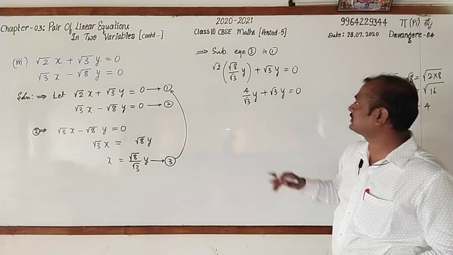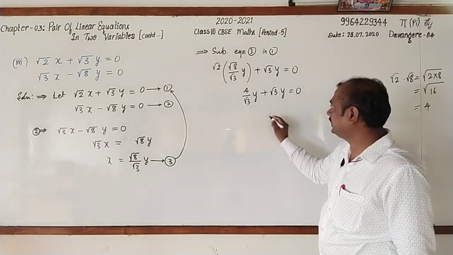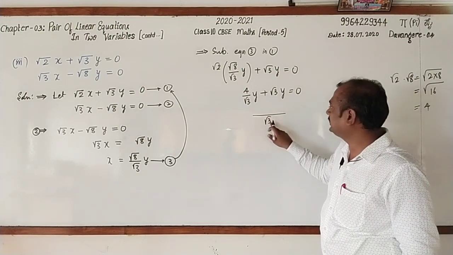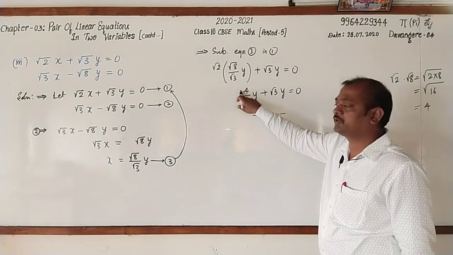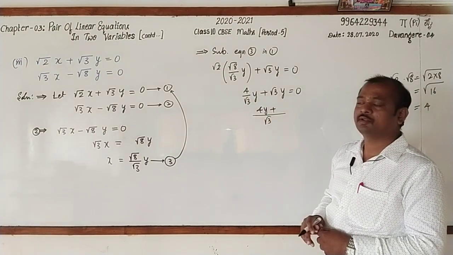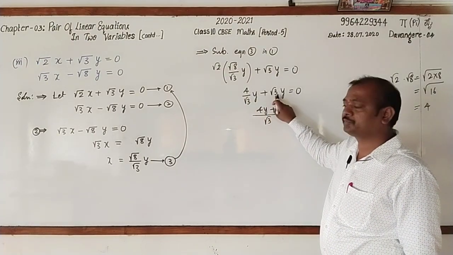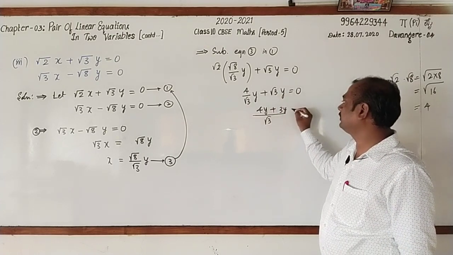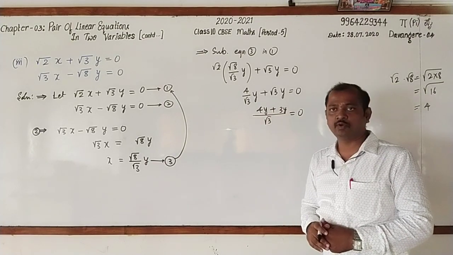Then what is the further step? You have to take the LCM. Root 3 is the LCM. Multiply the LCM with the first term, it gets cancelled. It is 4y. With the second term, it is root 3 into root 3, which is 3, so 3y. This is equal to 0.